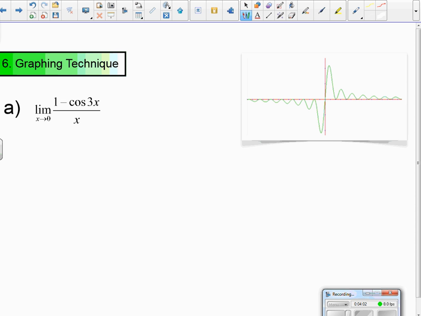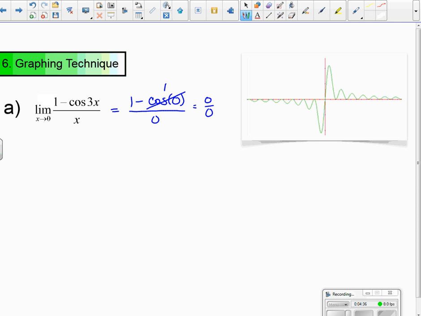Problem number 6. Let's just try substitution, see where it takes us. Always the first approach. If I put in 0, I get the cosine of 3 times 0, or 0, and then I'd have over 0, which we can see would be a problem. Cosine of 0 is 1, so I end up with 0 over 0. And there's no algebraic technique I can see to get rid of 0 over 0, nor is there a trig identity that I could substitute in.